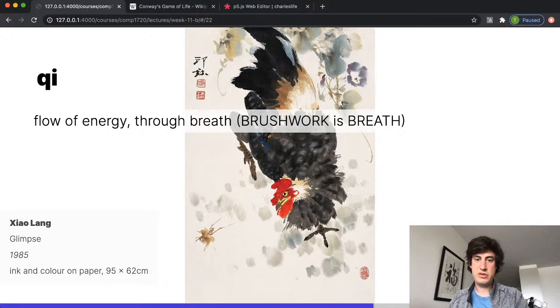And so there's a visual breath, but then there's also this concept that in the lack of detail, what is preferred to the optical detail is the feeling of movement and breath expressed through a brushstroke made by a master who has mastered their chi.